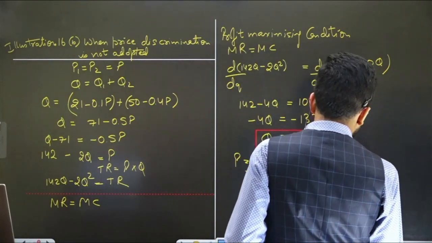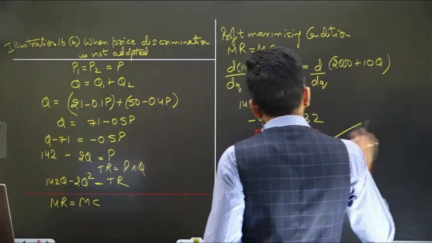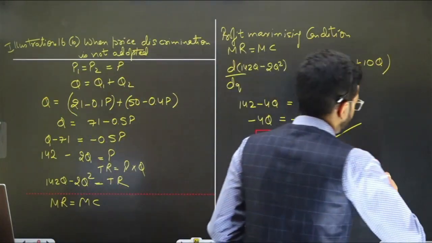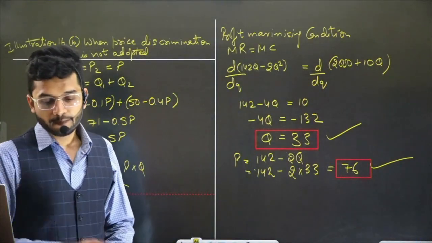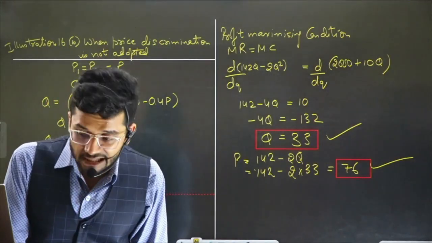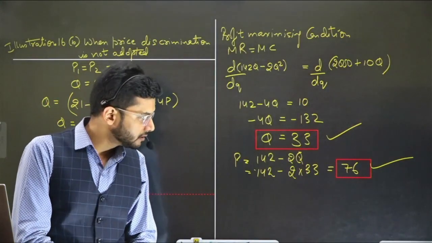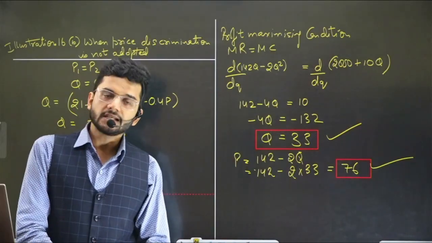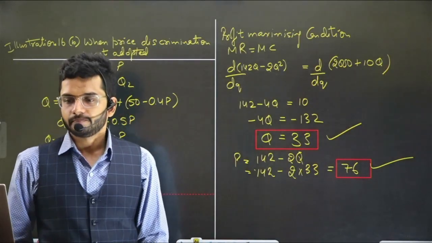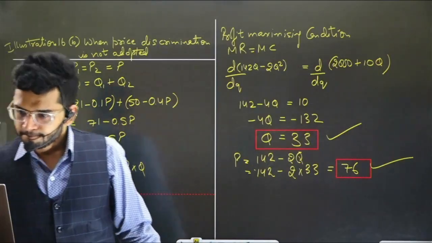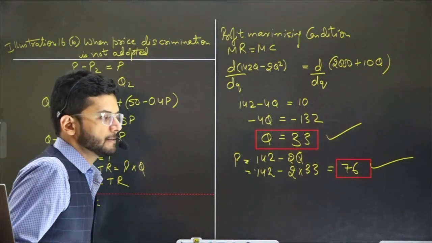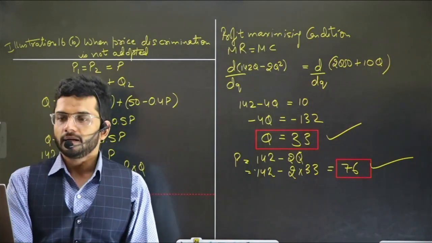So what is the profit maximizing quantity? Profit maximizing quantity is 33 units. What is the profit maximizing price? Profit maximizing price is 76. 33 is the profit maximizing quantity, and 76 is the profit maximizing price in case price discrimination is not adopted by the monopolist. So let's conclude part B, guys.